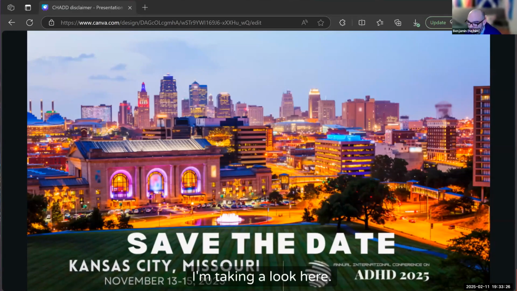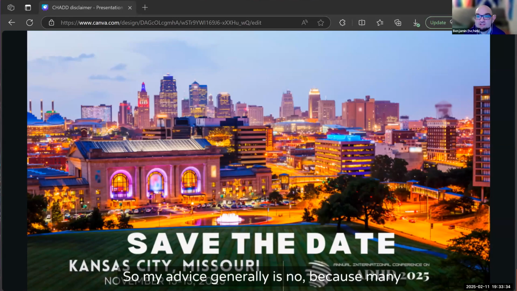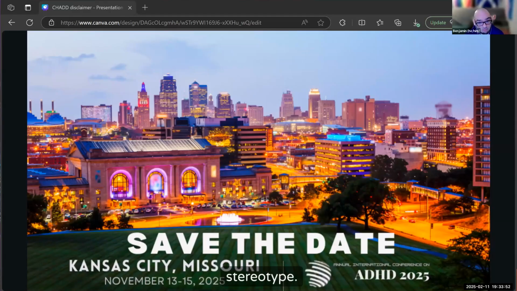I'm taking a look here. Somebody said, Sherry, ADHD and autism, do you disclose? So my advice generally is no, because many folks, particularly folks who are not in this space, aren't familiar with neurodivergence. They have sometimes really intense preconceived notions about what ADHD and autism look like, and many of us don't reflect that stereotype.